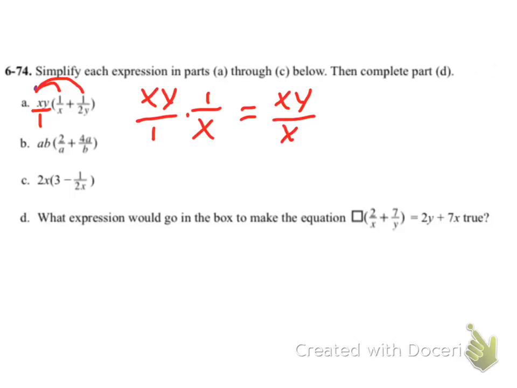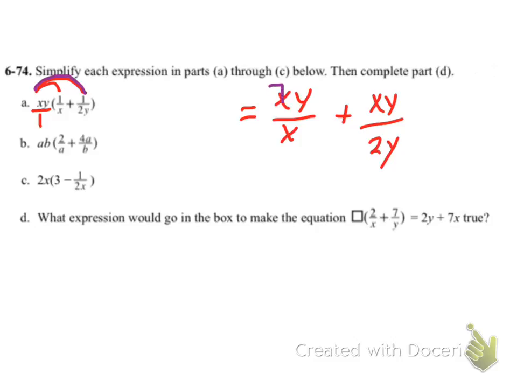When I then distribute it to the second part, the 1 over 2y, I'm going to end up getting xy over 2y. So that's what I end up having. Now I can reduce. So x over x in the first fraction here makes a giant 1, and I'm left with just y. And on the second fraction, the y over y makes a giant 1, and I'm left with x over 2. So problem A simplifies to y plus x over 2.